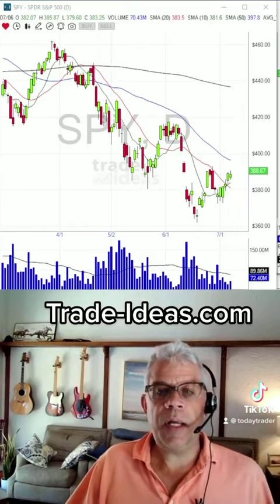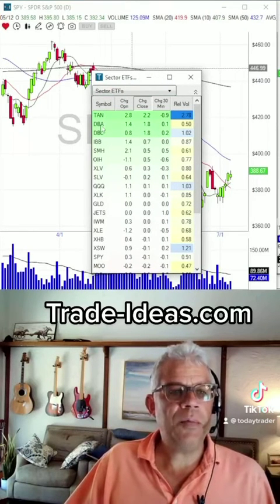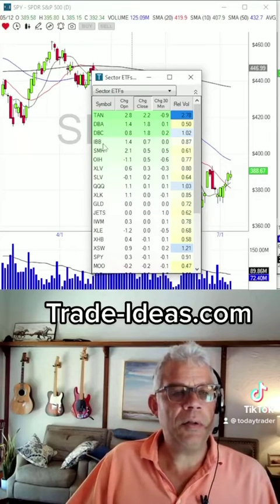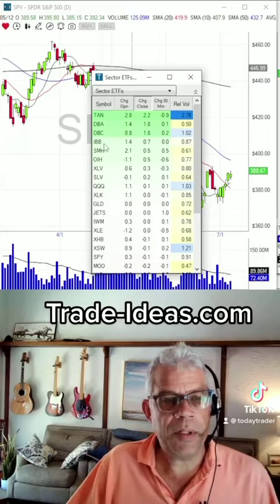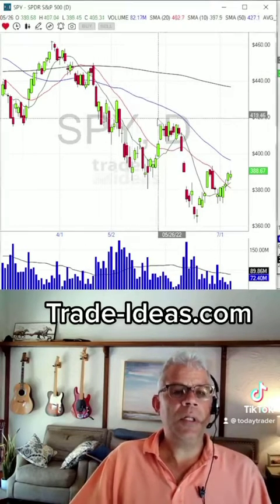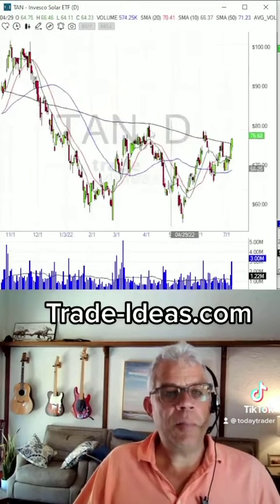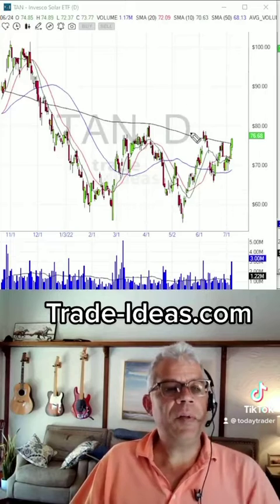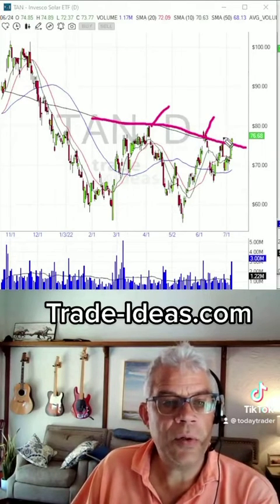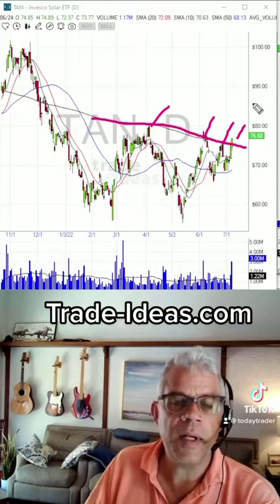And if we look at my trade ideas sector window, Friday, TAN with some other commodity related ETFs, including the biotechs here. But TAN, that's at the top of my list. So we look at the chart, TAN, and keep that 200-day moving average in mind. Oh, look at that. Relatively speaking, the solar sector has been attacking its 200-day moving average, unlike the S&P 500 and the NASDAQ.